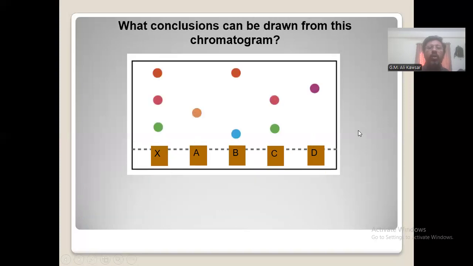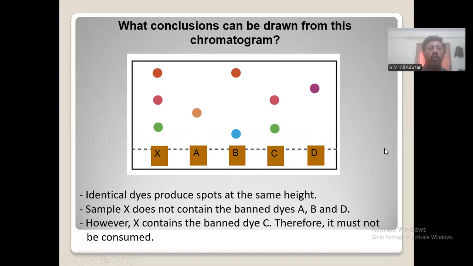You can see that when we analyze A, we get a spot. If we analyze B, we get another two spots. If we analyze C, we get two spots. And if we analyze D, we get a spot. Here identical dyes produce spots at the same height. So X does not contain the banned dyes A, B, and D, as none of the spots of X match with A, B, and D. However, X contains the banned dye C.